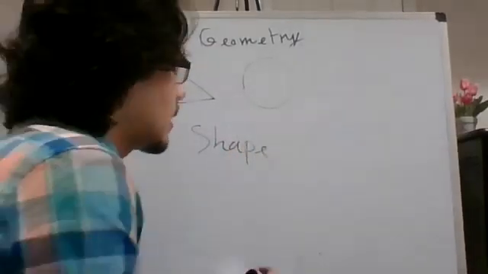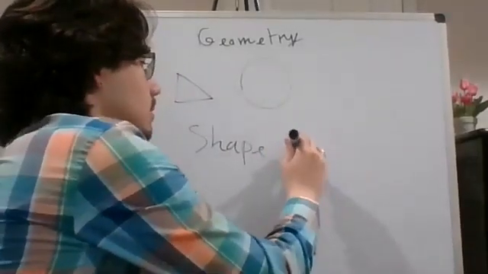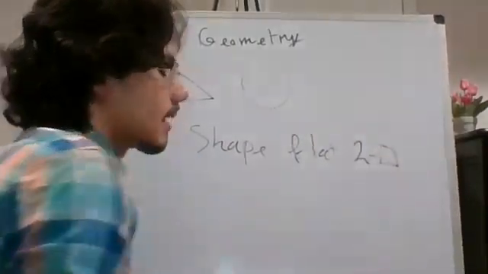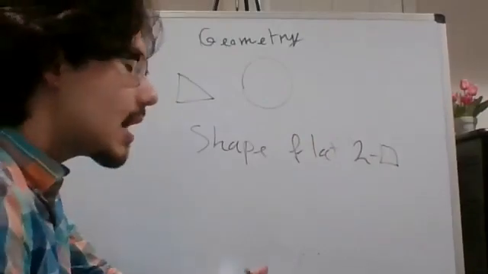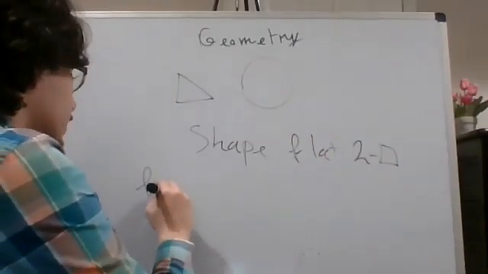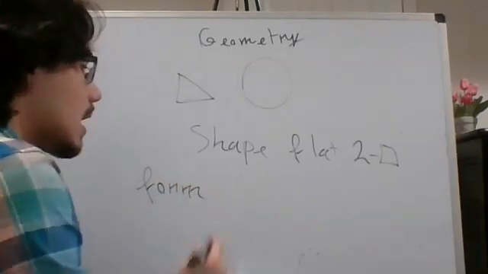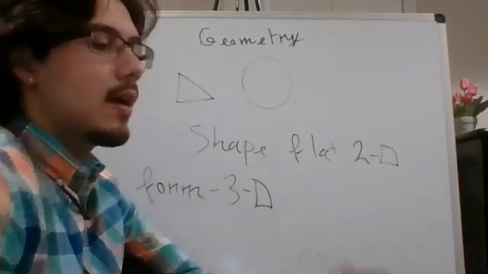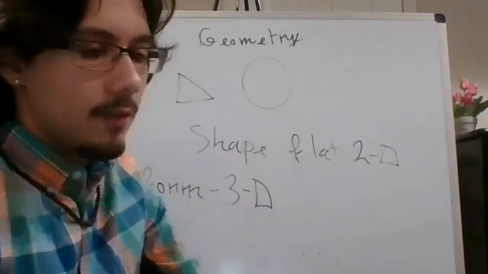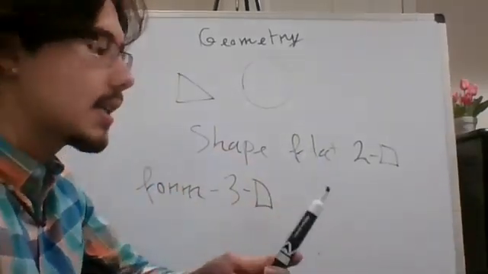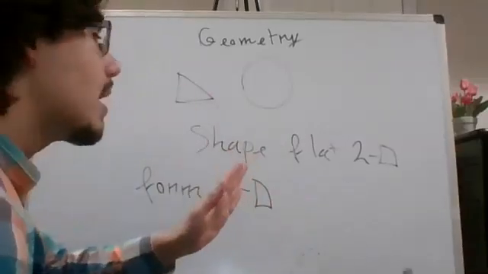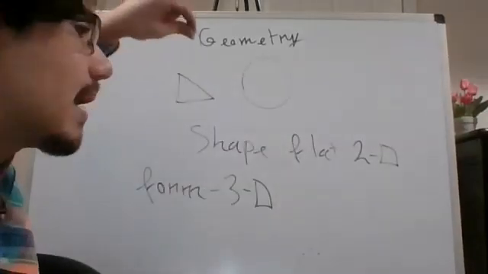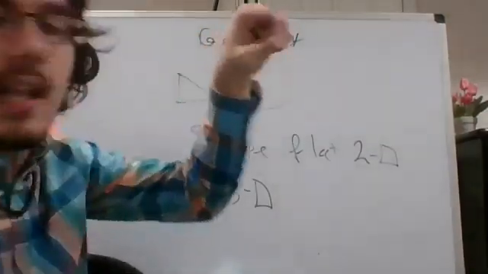A shape, as Mr. Nathan has told us, is flat, and by flat we mean 2D. When Mr. Nathan said 3D, that refers to a form. A form is 3D. That refers to things that actually exist in real life. For instance, a pencil and a marker have form, which means they have volume. They are not flat. A shape is flat because if I were to pick this triangle up out of the screen, it would be like paper.